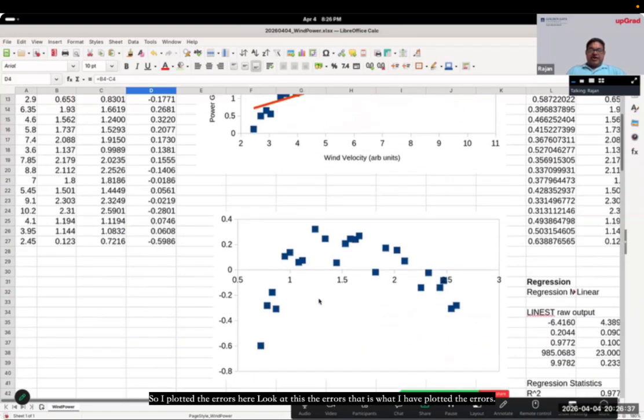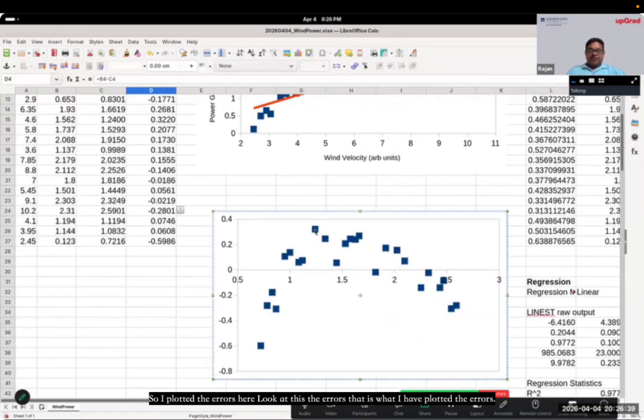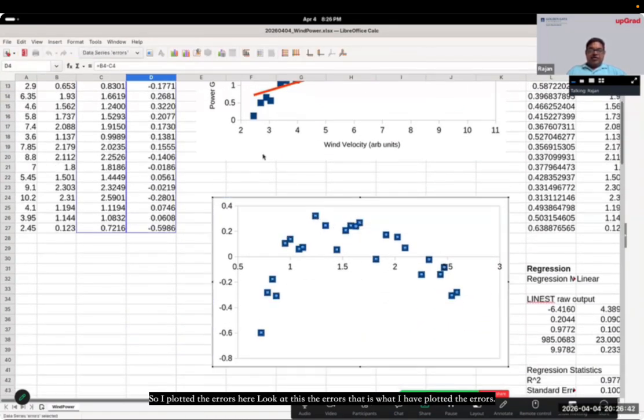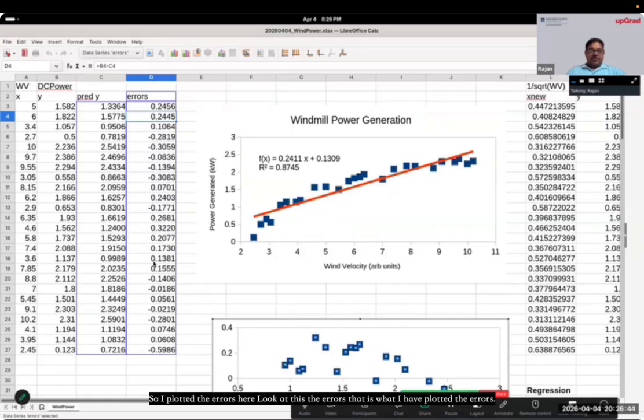So I plotted the errors here. When the probability is 0.5, halfway errors. This is a very interesting situation. Okay, so the predicted odds is 1 on the x-axis, and the errors on the y-axis. That's what I have plotted.